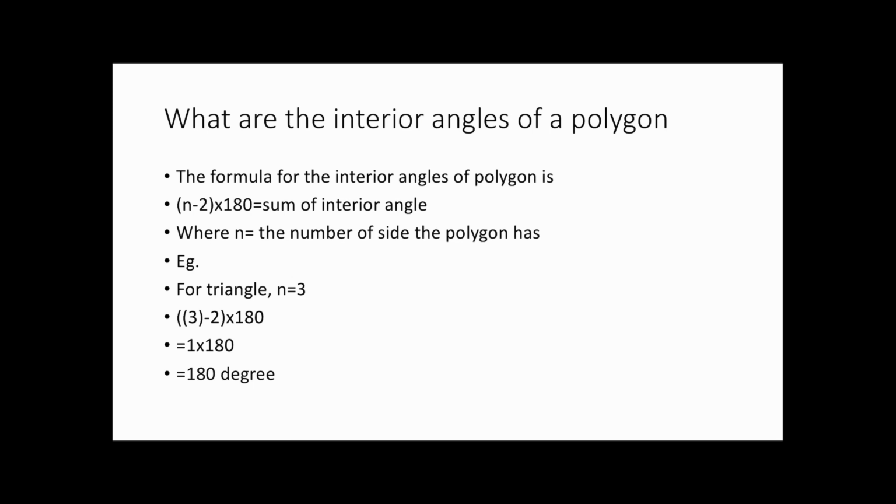So what are the interior angles of a polygon? As most of you know, a triangle's interior angles add up to 180 degrees. There is actually a formula that could be used, which could apply to every single polygon to get its interior angles. The formula would be n minus 2 times 180, where n is the number of sides that the polygon has.